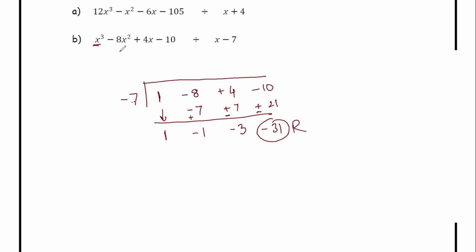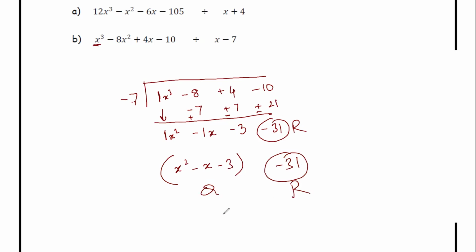Now look at this. This was x cubed. So this one will be x squared. This one will be x. And this will be the constant. So you can rewrite it as x squared minus x minus 3 as my quotient and negative 31 as my remainder.